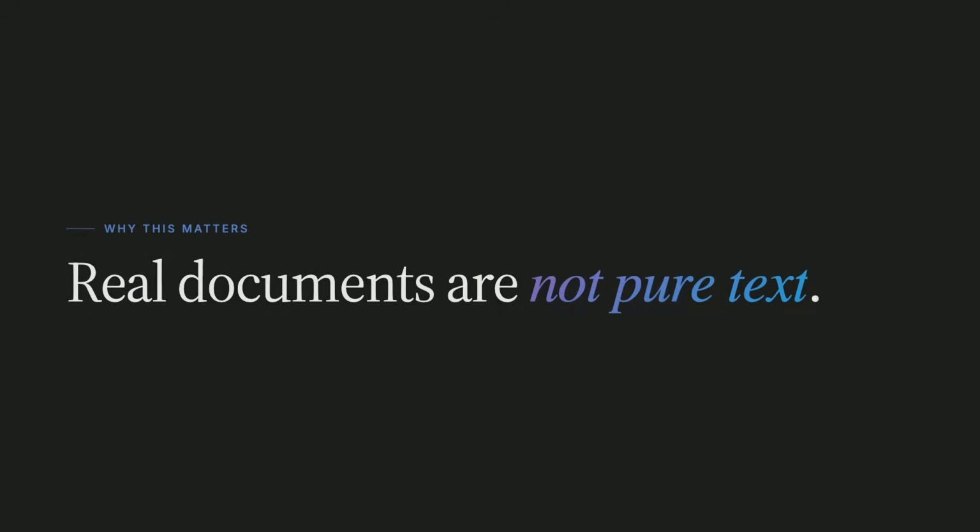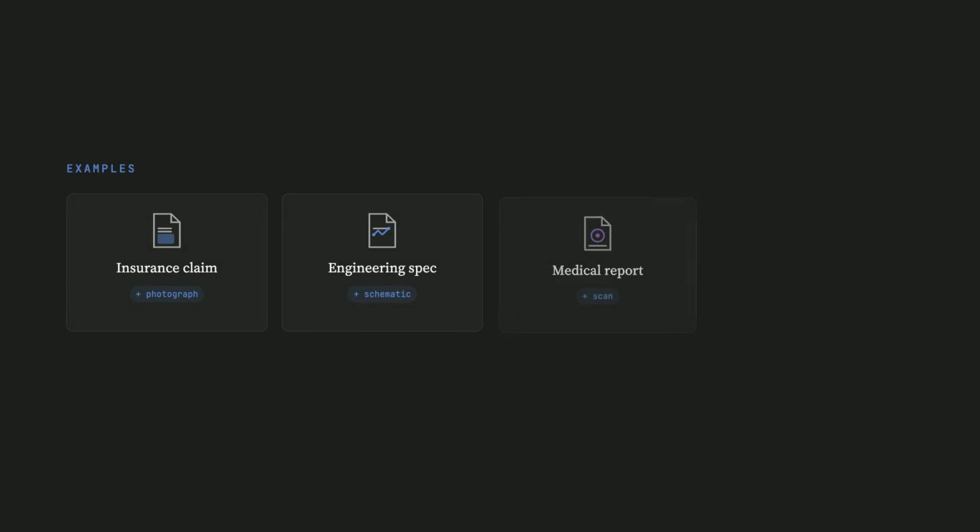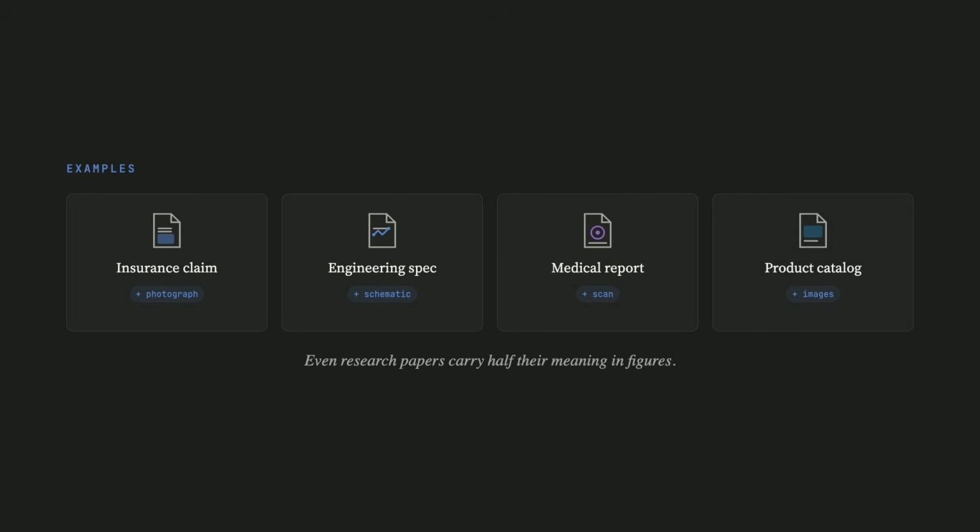Most enterprise documents are not pure text. For example, insurance claims have photographs, engineering specs have schematics, medical reports have scans, and product catalogs usually contain images. Even a perfectly clean PDF of a research paper has figures that carry half the meaning.